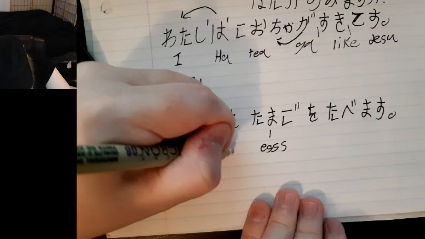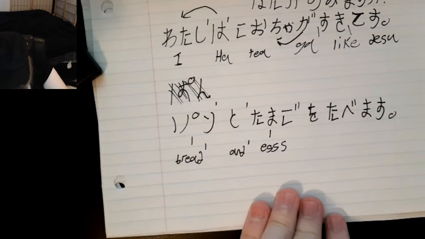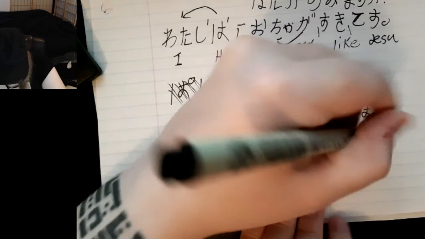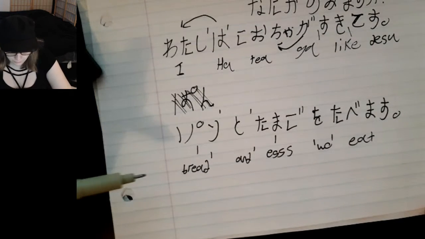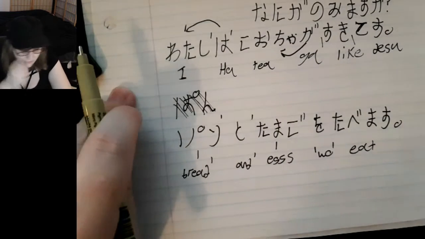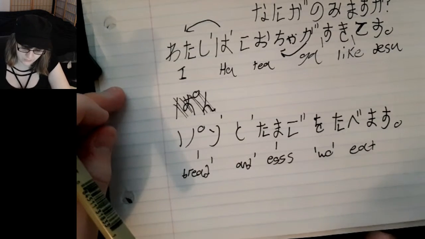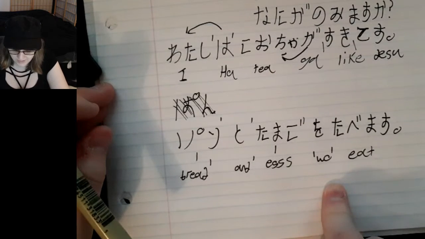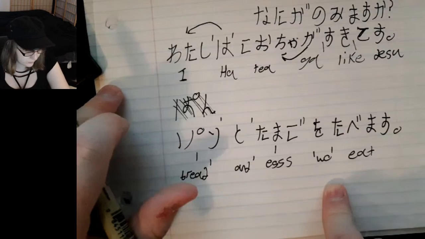Reading that sentence: eggs, wo, eat. So I eat bread and eggs, which I could be saying in the context of breakfast. I'll put that into the sentence at a later time. But this is where we use the wo particle for the first time. And wo indicates subject and topic when it comes to things like eating or drinking.